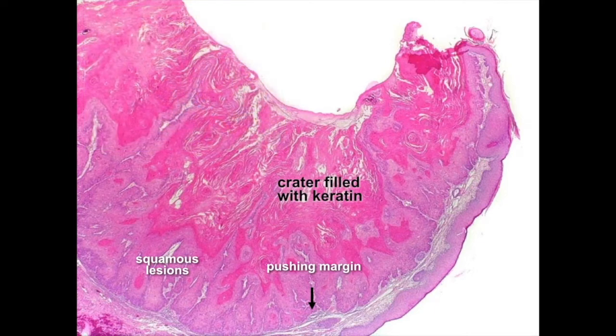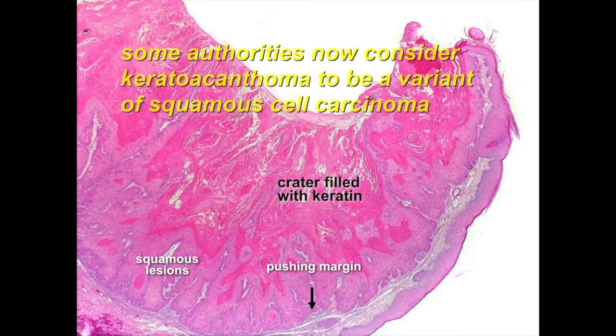Keratoacanthoma is a somewhat controversial lesion. When I was a resident, we were told that these were a variant of pseudoepitheliomatous hyperplasia. They have a crater-like configuration filled with keratin and overhanging buttress of epidermis and a smooth pushing margin at the base. Some authorities now consider keratoacanthoma to be a variant of squamous cell carcinoma with a propensity for spontaneous involution. Some people refuse to make the diagnosis or will diagnose them as squamous cell carcinoma, keratoacanthoma variant.